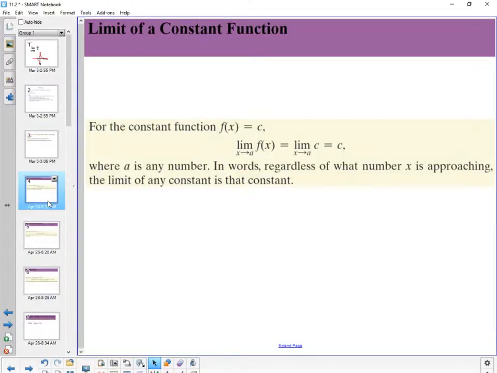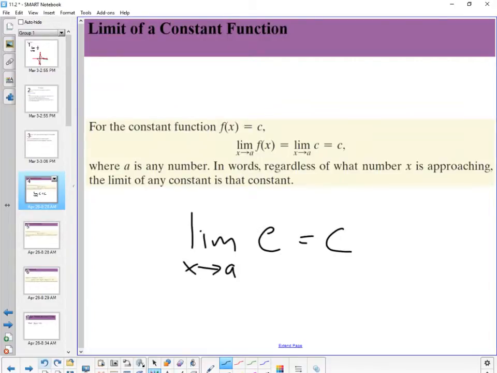Okay, here we go. Let's talk about the limit of a constant first. Here's the form. Can you guys read that okay? I'll try to blow it up a little bit. Let me just rewrite it for you. The limit as x approaches a for some constant c will just be equal to c.